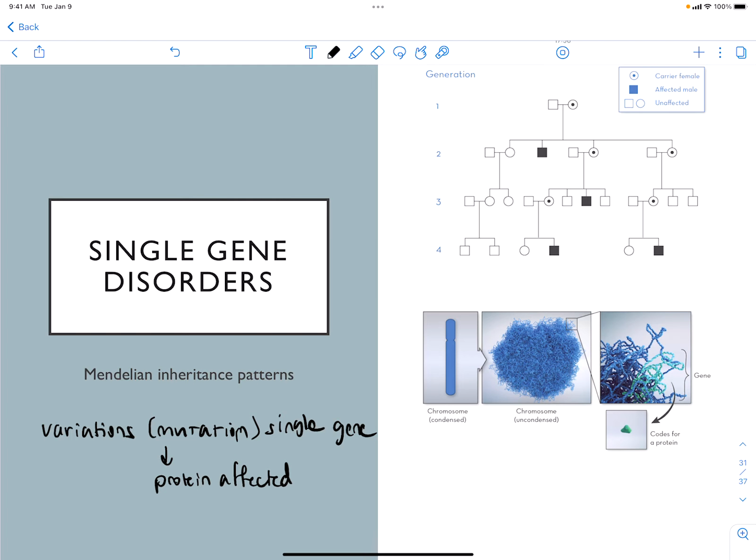Now, they are caused by single gene variations, and so some of these are going to run in families. When one or both of the parents are carriers of a genetic disorder, they have a chance of passing it on to their children, even if they themselves are healthy.